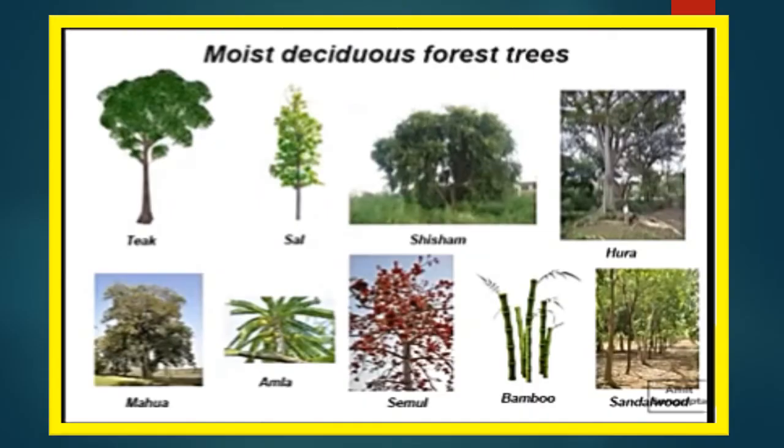So as I told you, these are some of the trees found in the moist deciduous forest, that is teak, sal, shisham, hurra, mahua, amla, semul, bamboo, and sandalwood.